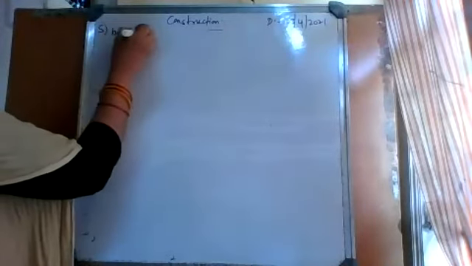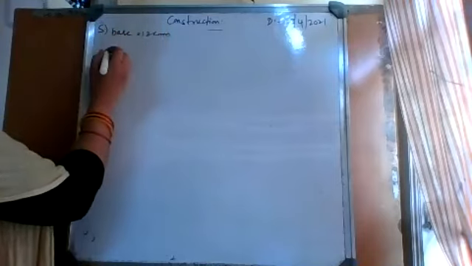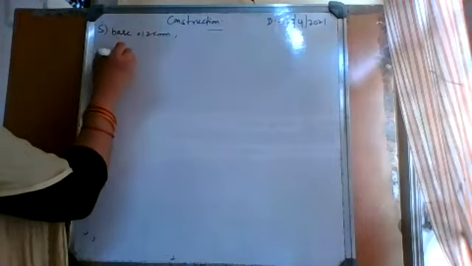See the last problem. Construct a right angle triangle whose base is 12 centimeters and the sum of the hypotenuse and another side is 18 centimeters. First, what will we do? You have to draw a right angled triangle.